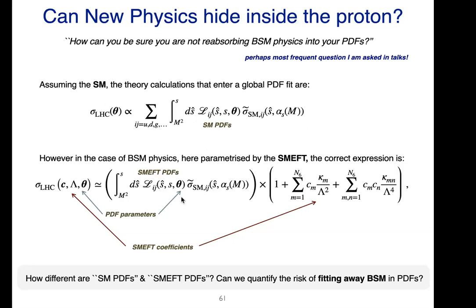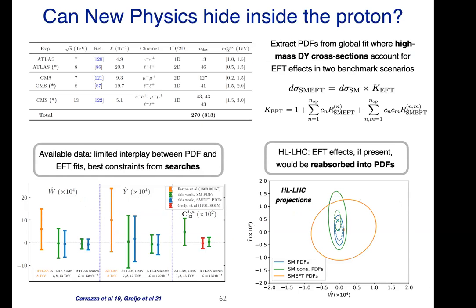So now, if you take the same data and fit it with these new theory predictions, you're going to extract a different quantity. This quantity is called the SMEFT PDFs, because these are the PDFs that you can define in the context of the Standard Model Effective Field Theory, which is a different object. And the question is, one, how different are the SM PDFs from the SMEFT PDFs? And second, is it possible to quantify the risk of fitting away BSM into your PDFs? What tools can we develop to make sure that there is actually no risk of fitting away your new physics into your PDFs? And we've written a couple of papers with the group of Mara Bonvini and her collaborators.